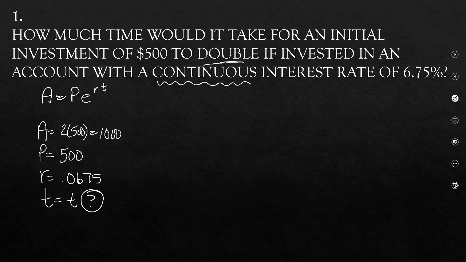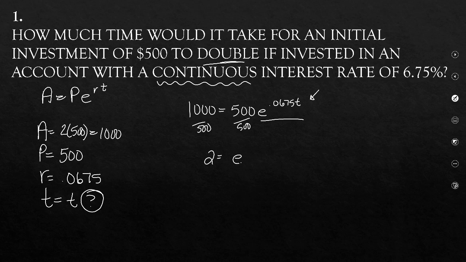So we're going to set up our problem. A equals P multiplied by e to the power of RT. Our A value, our final amount, is 1,000. That equals the initial investment 500 multiplied by e to the power of 0.0675t. We are now going to work our problem backwards, isolating this base with our exponent so we can get the t all by itself and solve for time. We'll do that by dividing through by 500, and 1,000 divided by 500 is 2. That equals e to the power of 0.0675t.